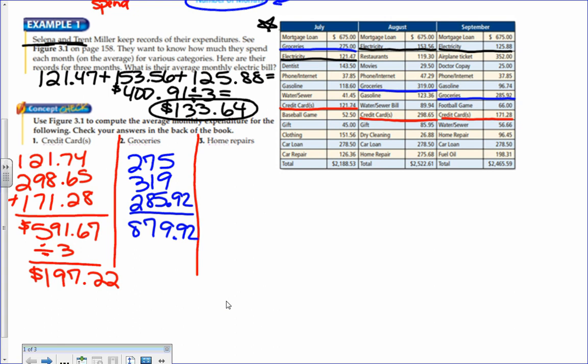Okay, so we get $879.92. We're going to divide that by 3 because, Manny, how many months are we looking at? 3. And each month we spend about $293.31.